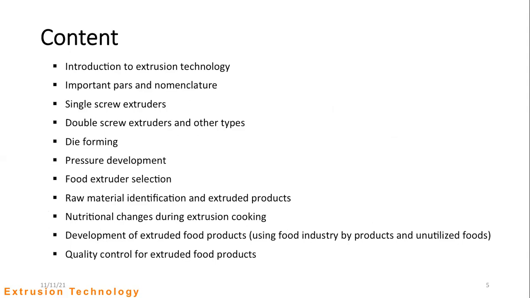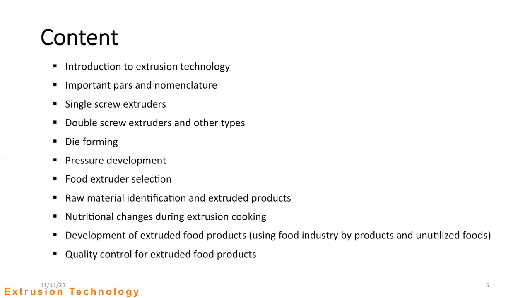And at the beginning, we will do an introduction about extrusion technology, and we can identify the general parts of extruders and how to name and label those parts. There are single screw extruders and double screw extruders, and several other types of extruders are also available. Die forming and pressure development, like engineering parts, are very interesting. And how to select food extruders. There are so many extruder types, so how to select a particular extruder for our processing line.